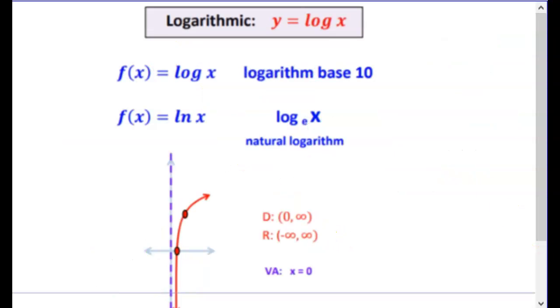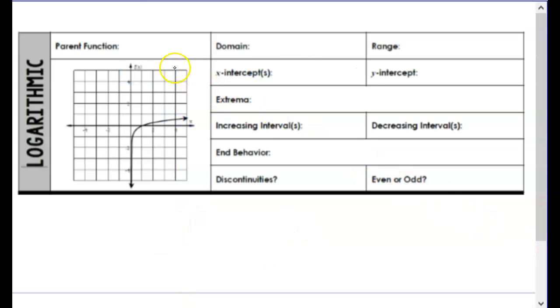All right, couple more. Logarithmic graphs have vertical asymptotes, okay? Because you cannot take the log of a negative number. They are the inverses of exponential graphs. So we could write the natural log or the common log, which would be log base 10. Either one of those would have the same graph.